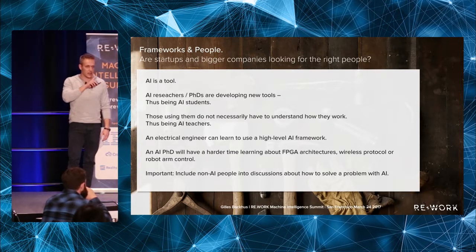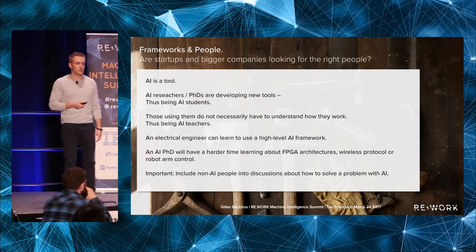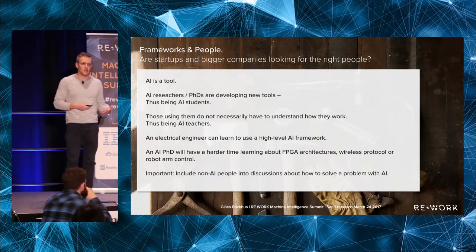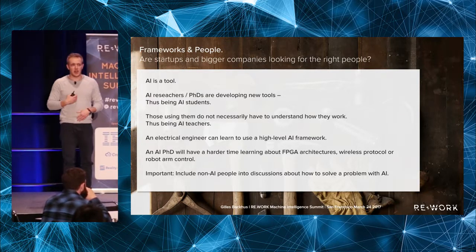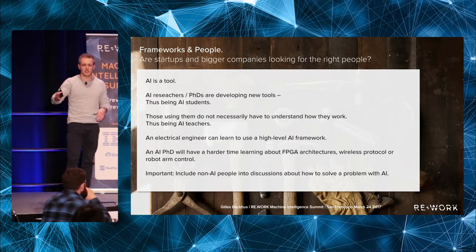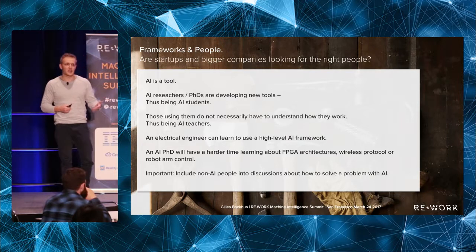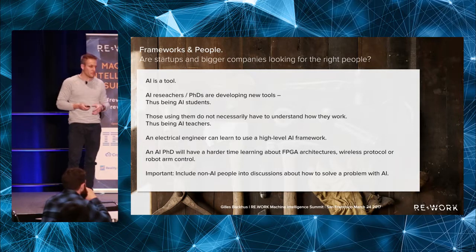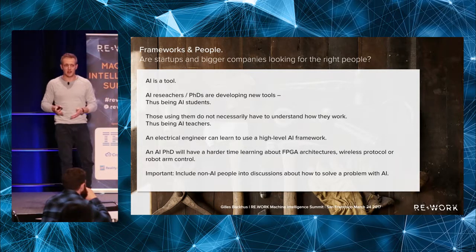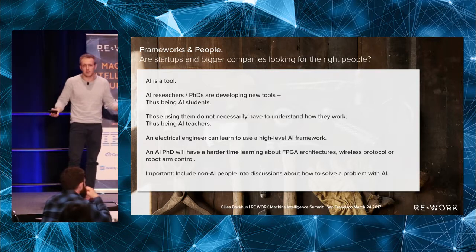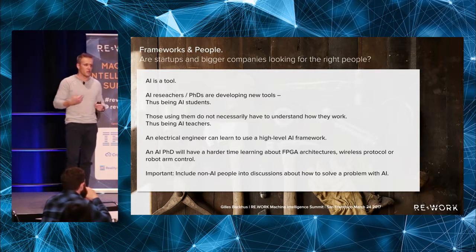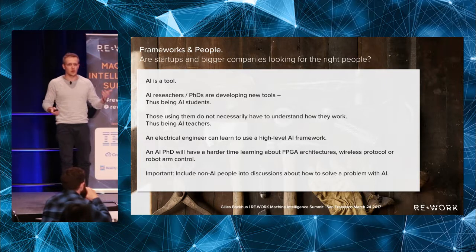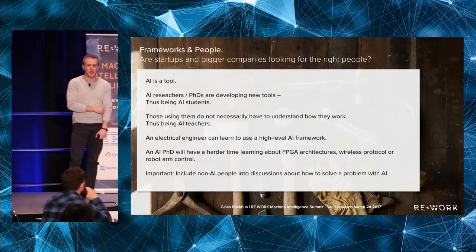And then there are other people, like biologists or physicists, who have great field knowledge and are really using AI as a tool. So they're more like an AI teacher. So you really have to ask yourself, do you want the teachers or the students? An electrical engineer, in my opinion, you give them some months on Coursera and a couple of trainings in statistics, and they will quickly understand the basic concepts of machine learning. While an AI PhD candidate might need years to understand the math around robot arm control or wireless protocols or the architecture of an FPGA.